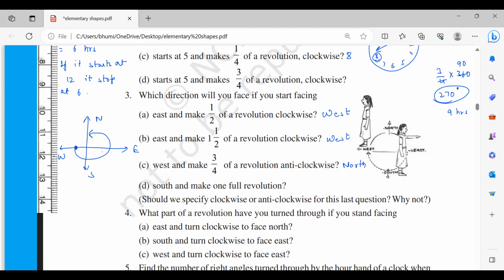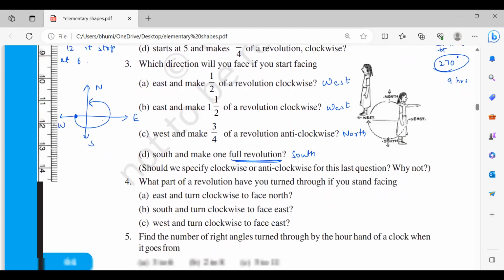You are facing south and make one full revolution. So it will be south only, because after moving you will come to south only. It is not necessary to mention clockwise or anti-clockwise, because when we are making one full revolution, clockwise or anti-clockwise, we will come to the same position only.